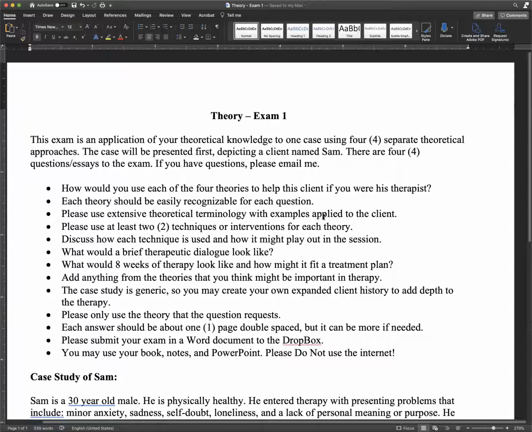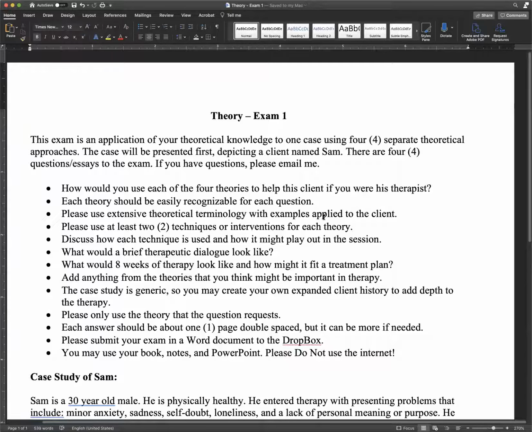Don't just say the client was experiencing some term. I need to know that you understand what that term means. So you have to explain why the client was experiencing some term. What are you going to do about it? So give me examples.